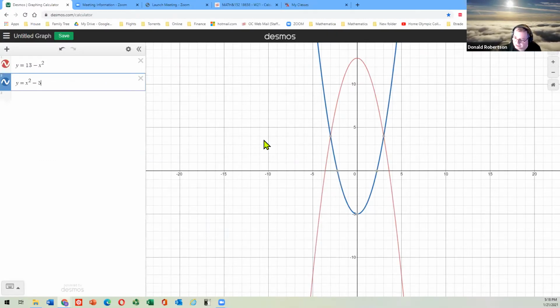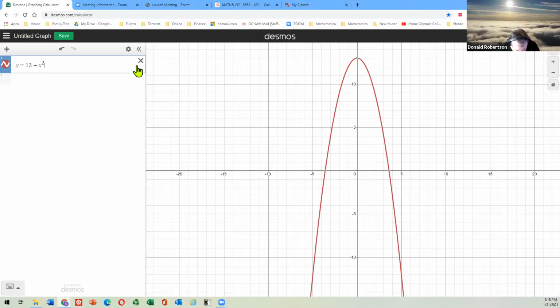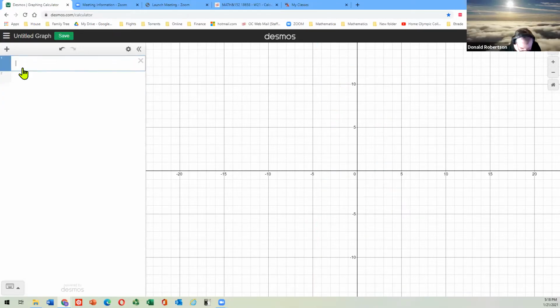Okay, can you see Desmos? Because I may have to go in and out. Okay, so I'm going to cancel these two guys out, and my new question is 9 cosine pi x.